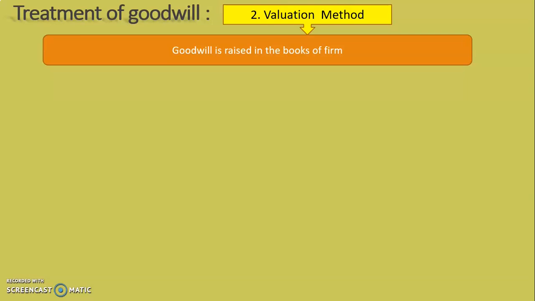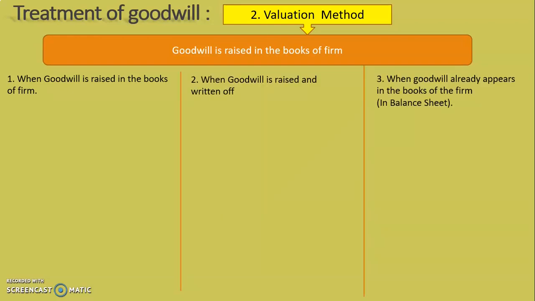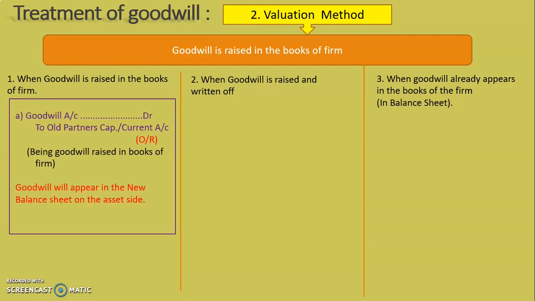We'll see the entries when goodwill is raised in the books of the firm, when it is raised and written off, and what is to be done when goodwill already appears in the balance sheet. In the first case, when goodwill is raised in the books of the firm, we have to pass an entry as goodwill account debit to old partners' capital account in the old ratio. In this case, this amount of goodwill will be shown on the asset side of the new balance sheet.